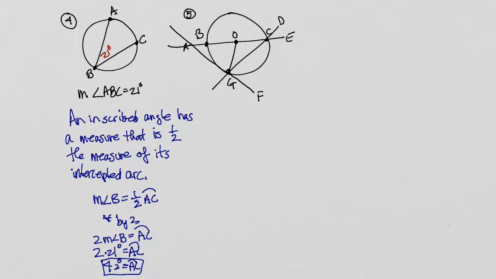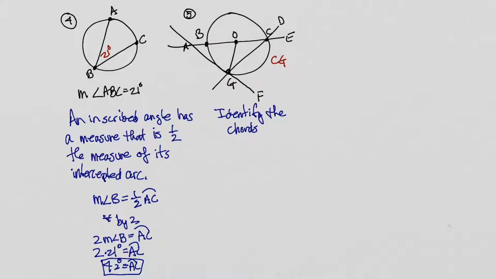Well, it looks like there's a lot going on here, number 5, but what we want to do here is just to identify the chords. So a chord is a line segment that cuts through a circle that touches both sides of the circle. So here's one. How about this part right here? We could label that CG. And there's another one too. How about this one? BC.